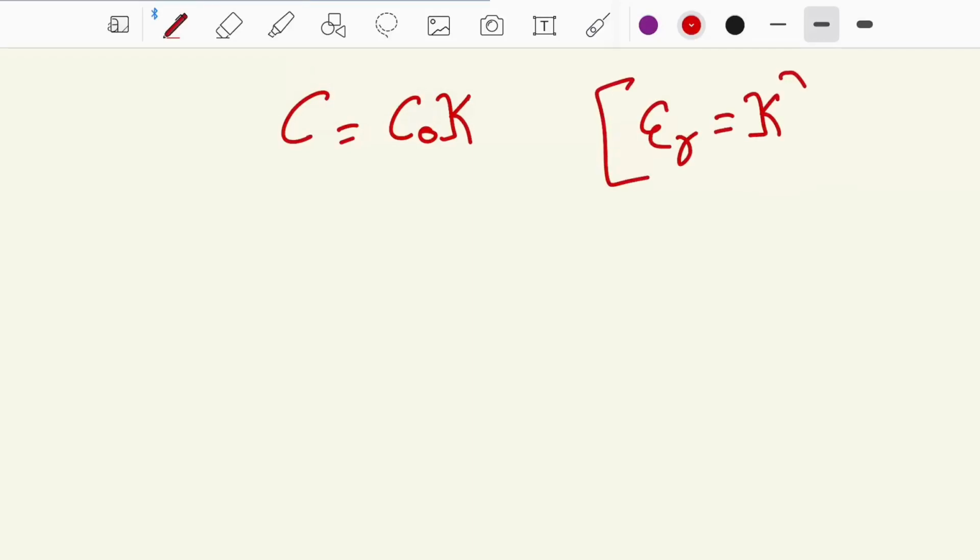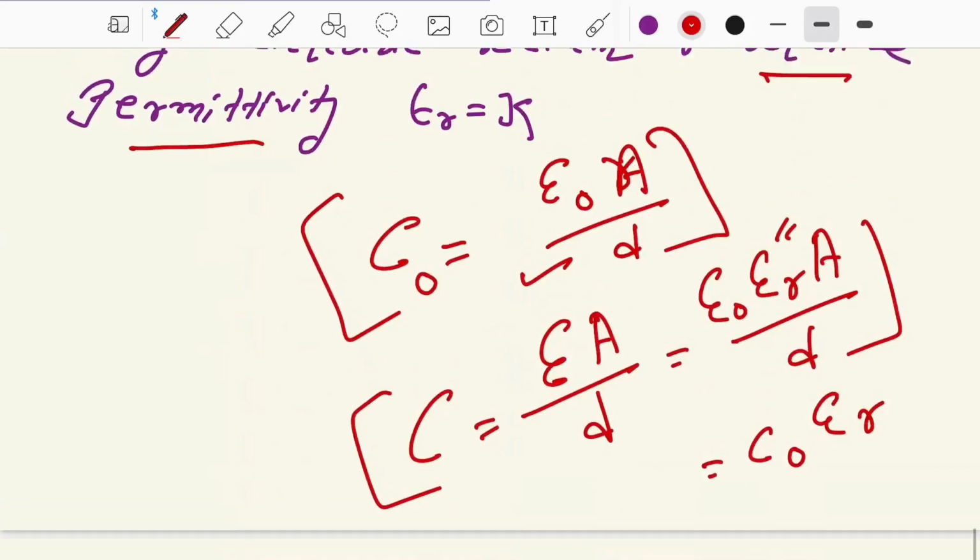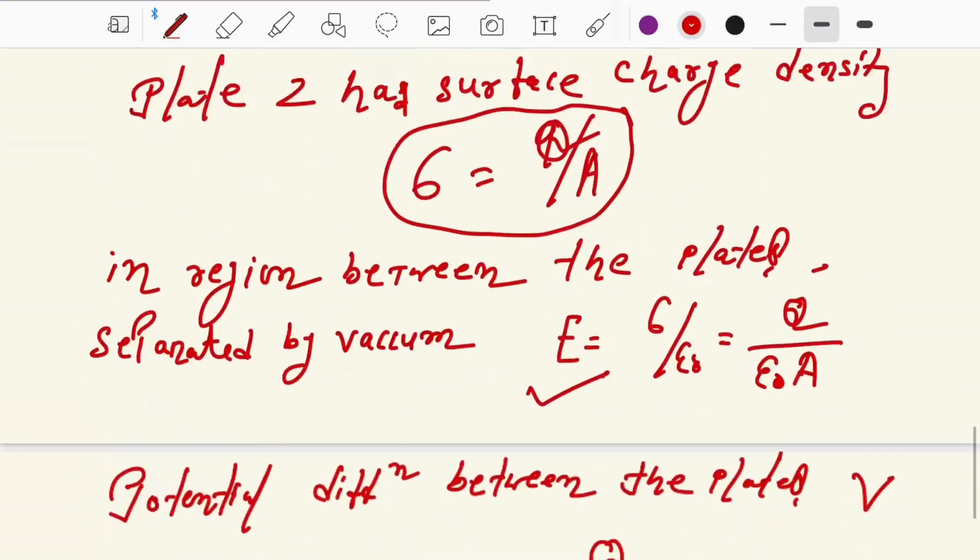the dielectric constant. Okay, so that means if the conductors are placed in a dielectric medium, if you place a dielectric medium between the conductors, then what will be the capacitance? The capacitance will be K times the capacitance of the conductors placed in a vacuum. Okay, so this is the relation, and that's all about the capacitance of a parallel plate capacitor.